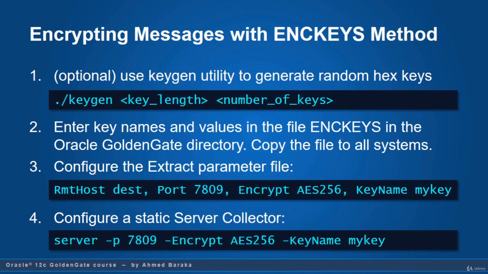With the RMT host parameter, you use the encrypt and the key name clauses to define the encryption standard and provide one of the keys that you saved in the EncKeys file. The data pump process will then encrypt the TCP/IP messages using the defined standard and the provided key. In this particular case, you need to manually start the collector process.